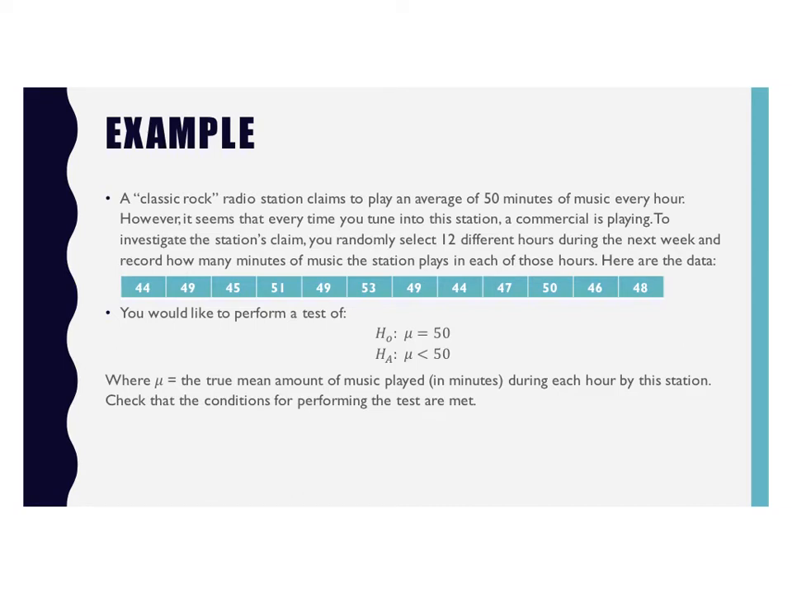We're going to check the conditions for performing the test to make sure they are met. Real quick, a couple of key things we should probably underline. It says the station claims to play an average of 50 minutes. That is where we get our null, and we use the symbol mu because average means mean. We also have randomly select 12 different hours, and you think that every time you tune in, a commercial is playing, which implies there's really less music playing than they claim.